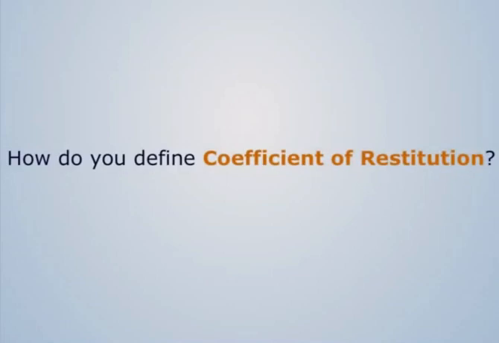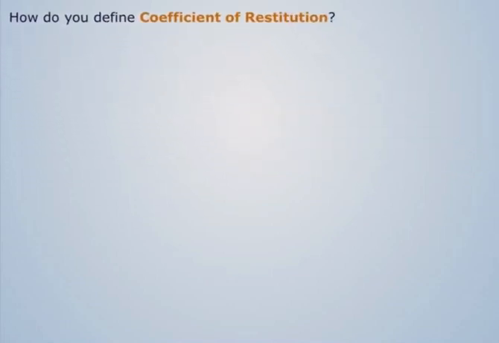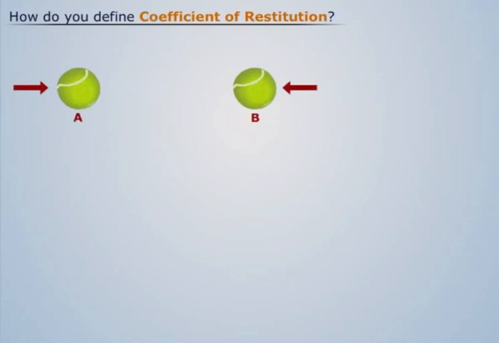How do you define coefficient of restitution? To define coefficient of restitution, let us consider two different bodies, A and B, approaching towards each other. Now let us say that body A collides with body B.